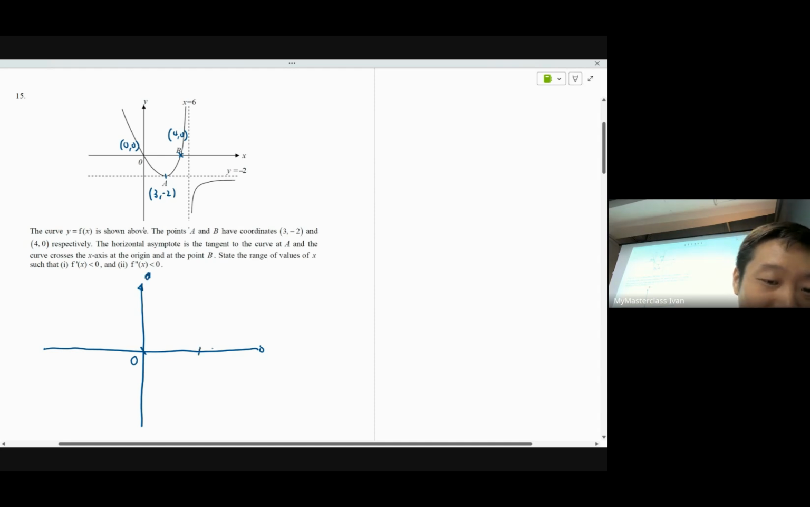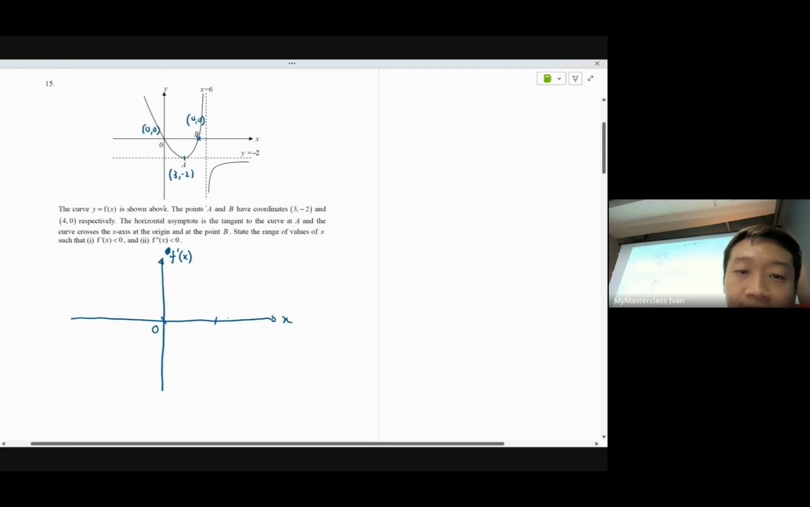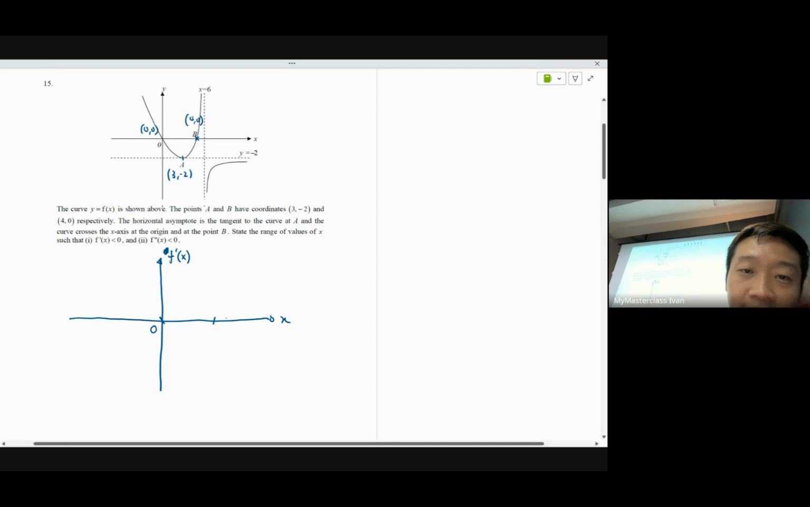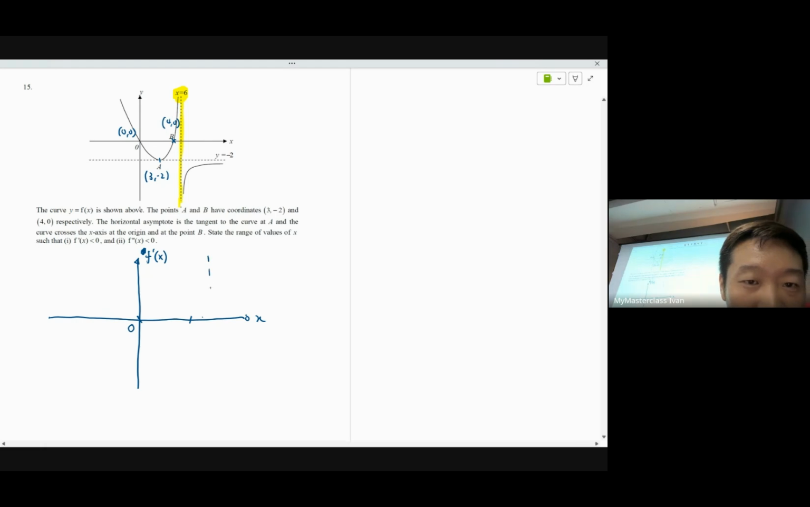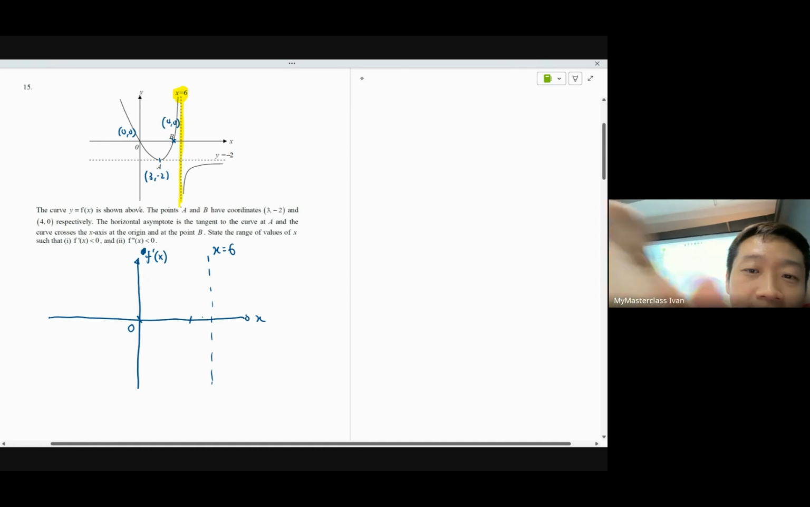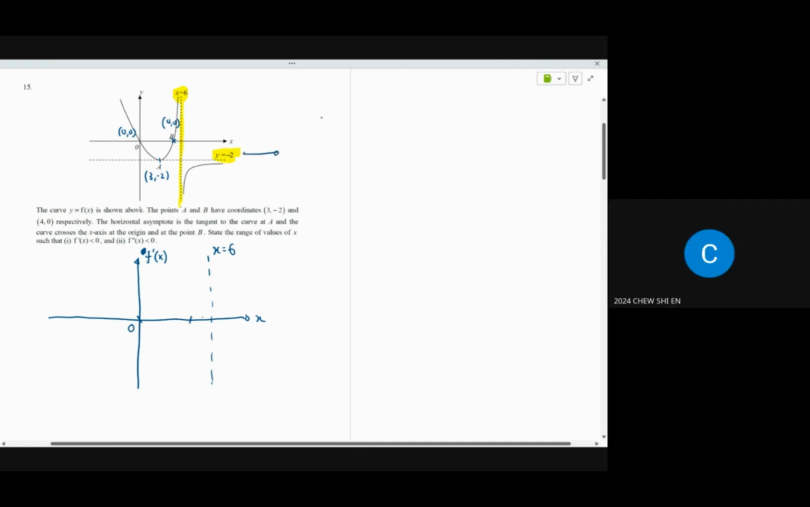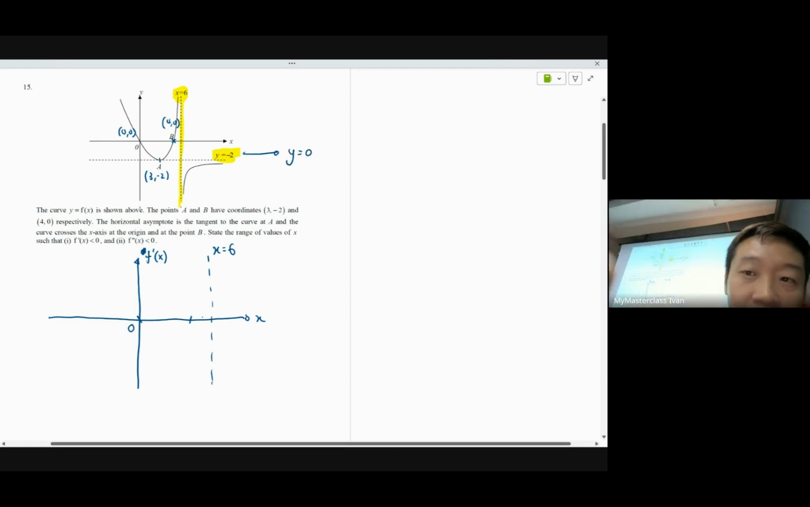Okay, so label this as f prime x. F prime x and dy dx is the same. Okay. Second, x equals to 6. This asymptote. Any change? No change. So just label the x equals to 6 over here. Okay, and y equals to -2 becomes what? Y equals to 0. So do a dotted line at y equals to 0.